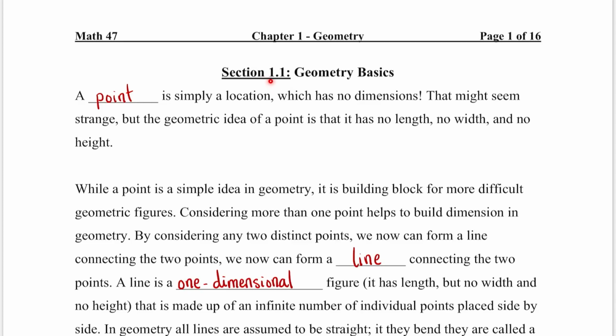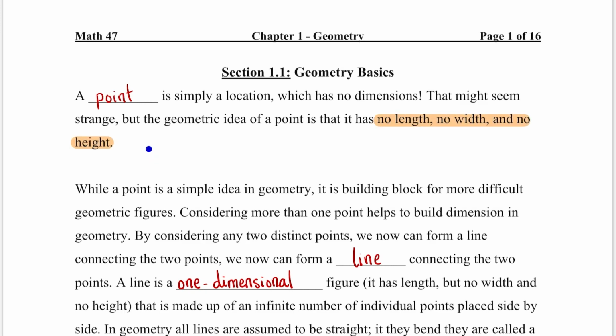Section 1.1, Geometry Basics. A point is simply a location which has no dimensions. So, for example, this is a point. It's just a location here. It has no dimension, no length, no width, and no height.